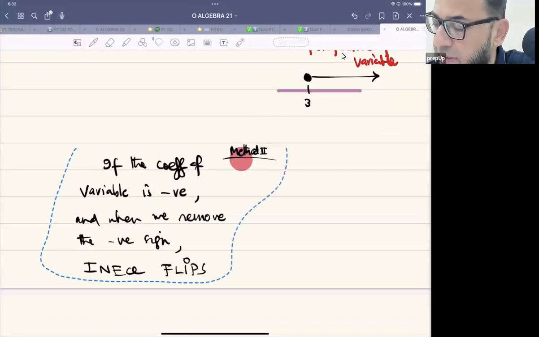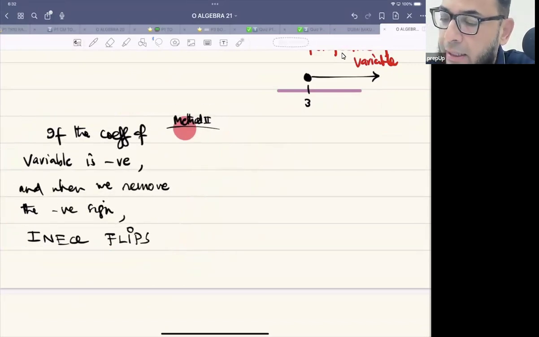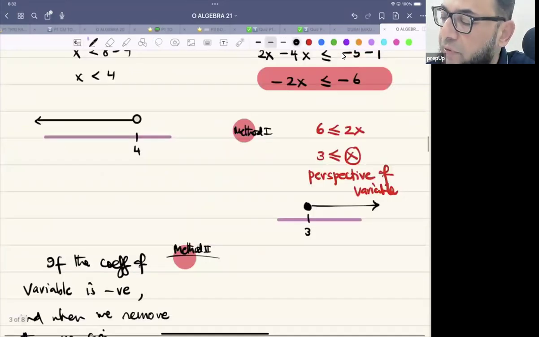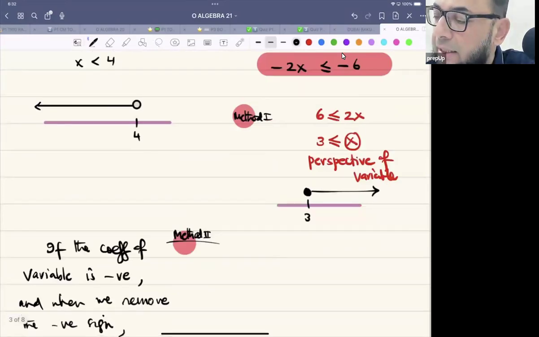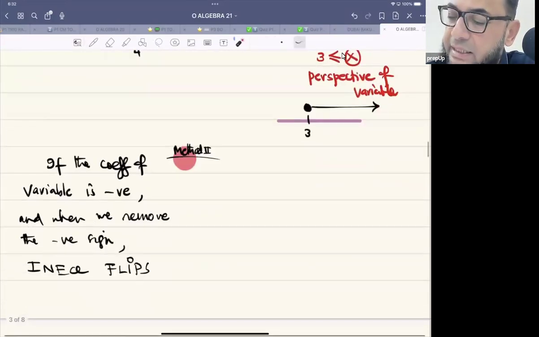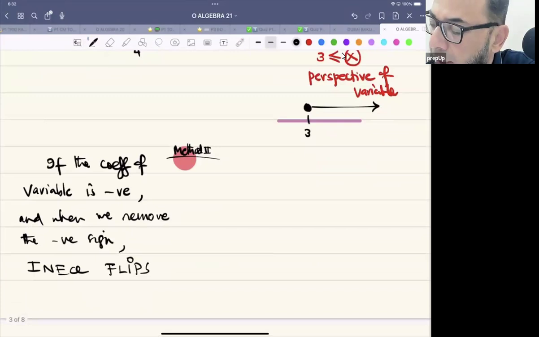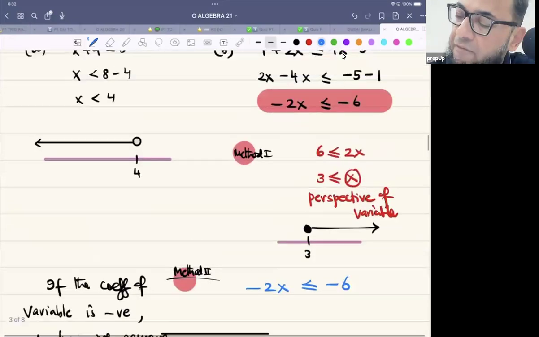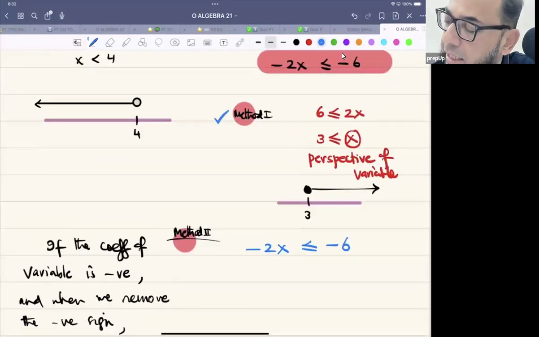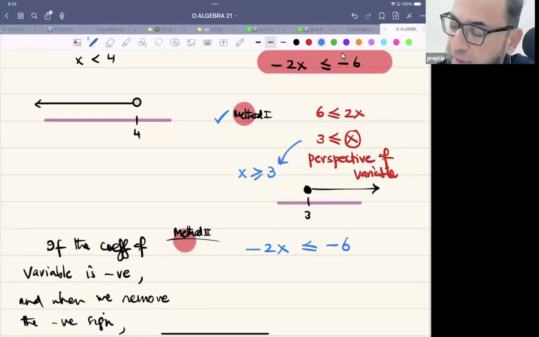So let me just explain this. We have over here this inequality: negative 2x is less than or equal to negative 6. We already have the correct answer right over here. That is x is greater than or equal to 3. I can write this as x is greater than or equal to 3.